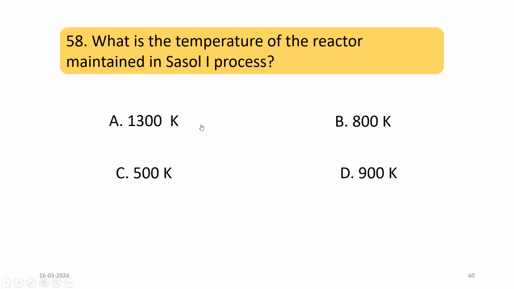So the input for the Sasol 1 process is coal, oxygen, and steam, and it reacts at a certain temperature and produces syngas, and obviously ash. The main production is the syngas. This Sasol 1 process is done at greater than 1300 Kelvin.